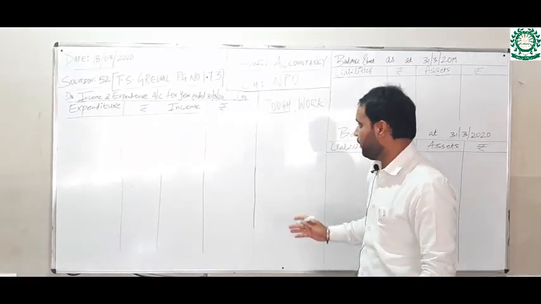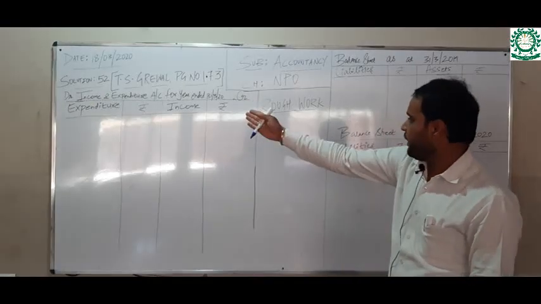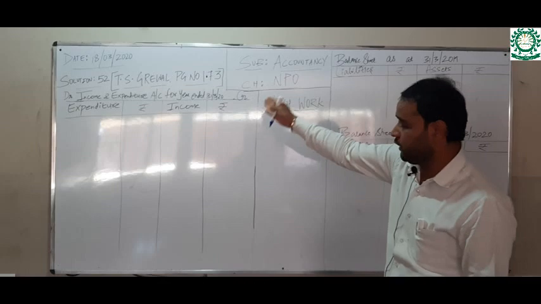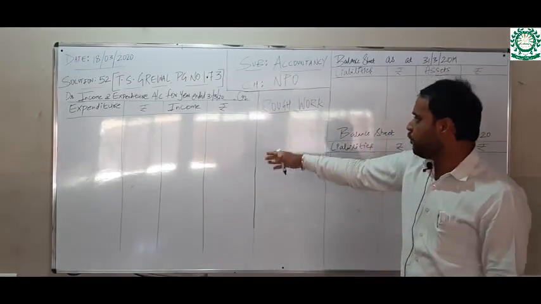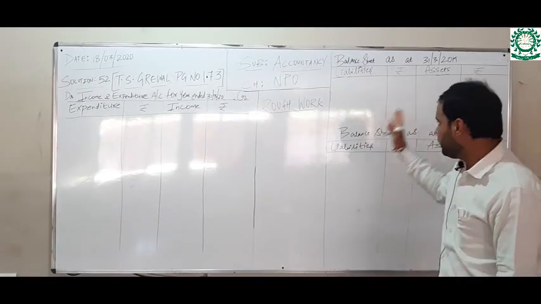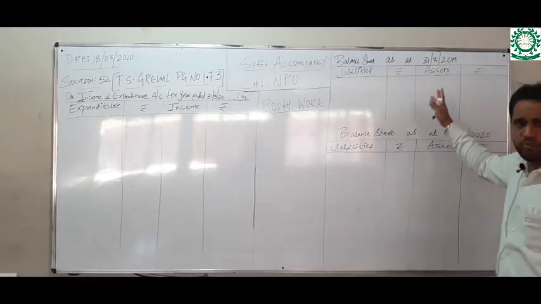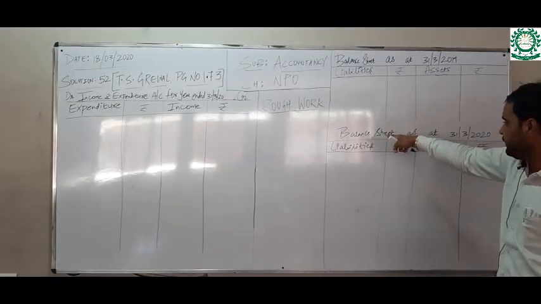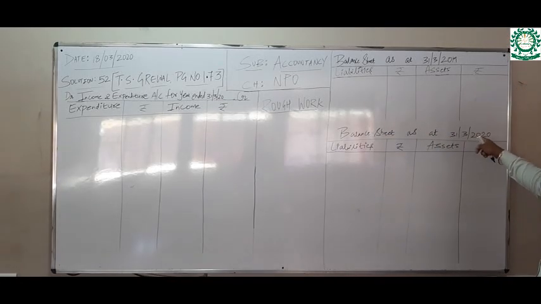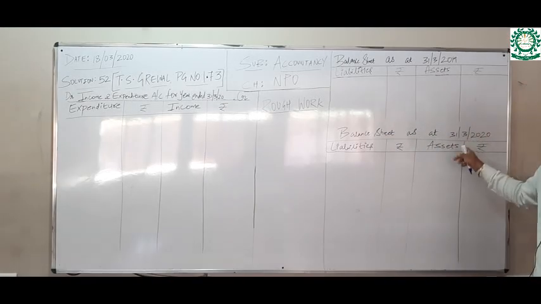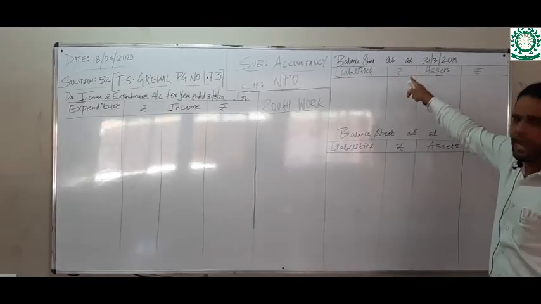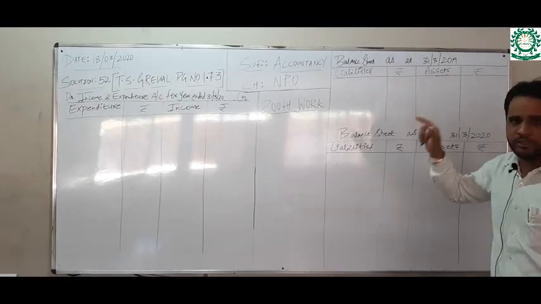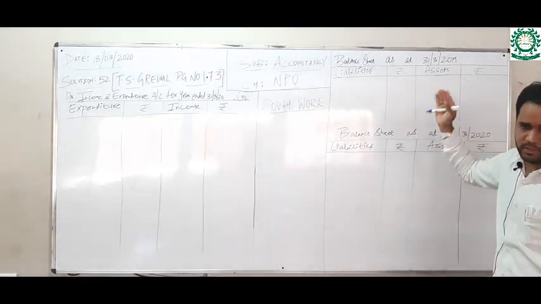So we have the format. This is the format for income and expenditure account for the year ended 31st March 20, right? Expenditure, that is on the debit side, income on the credit side, right? This side we have balance sheet. If you observe, we have 2 balance sheets. This is the balance sheet as at 31st March 20, which means the balance sheet for current year, and this is the balance sheet as at 31st March 19. This is the balance sheet for the previous year, opening balance sheet.